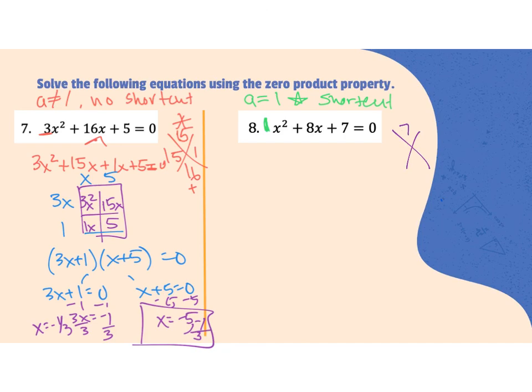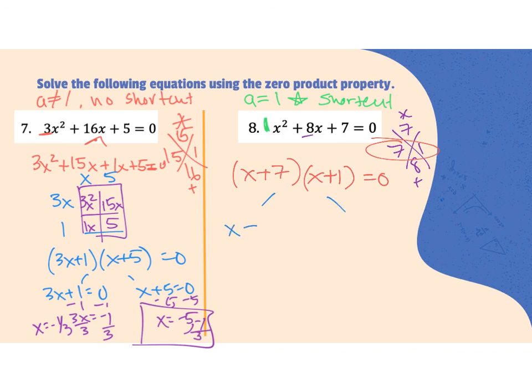I've got 1 times 7, which is 7, and I got a middle term of 8. I need a product of 7 and a sum of 8. That's 7 and 1. And the nice thing about the shortcut is that means those are your factors. So x plus 7 and x plus 1, both equaling 0.